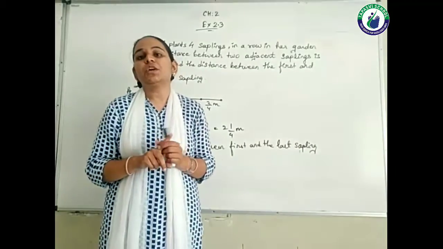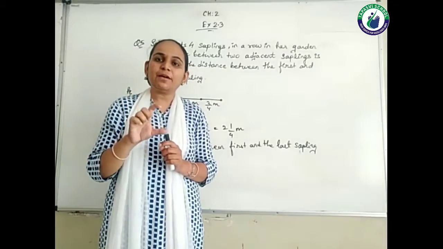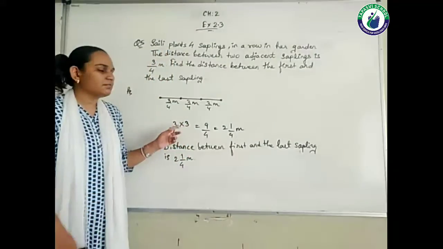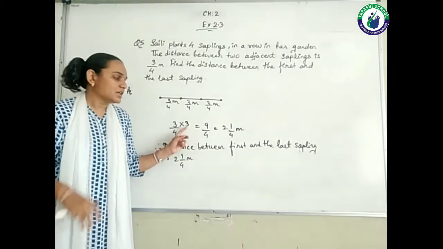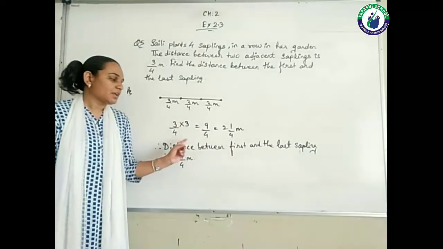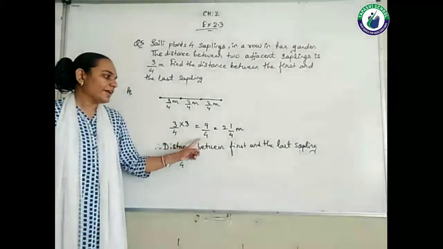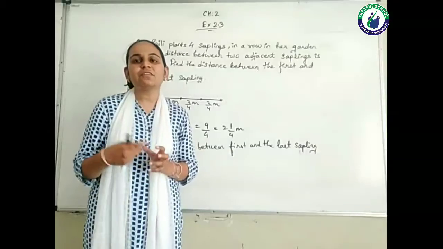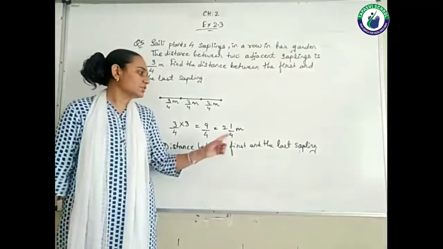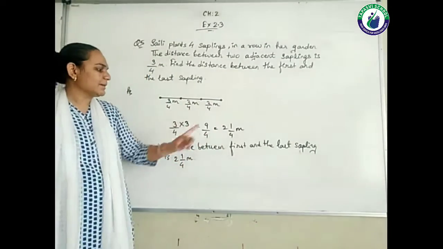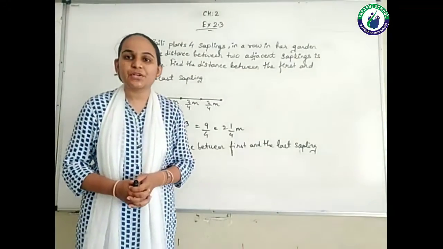There are two ways. Either you can add 3 by 4, 3 by 4, 3 by 4, or you can multiply 3 by 4 with 3. I have done multiplication. So 3 by 4 को अगर हम 3 से multiply करें because it is coming 3 times. So 3 threes are 9, and here we don't have anything, so we consider it as a 1. So 4 ones are 4. Now 9 by 4, students, is an improper fraction, so I will convert it into a mixed one. 2 fours are 8 plus 1, so 9. So the distance between the first and the last saplings is 2 integer 1 by 4 meter. Is it okay to all of you?